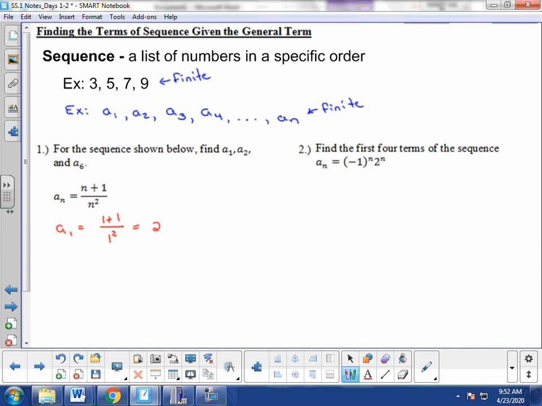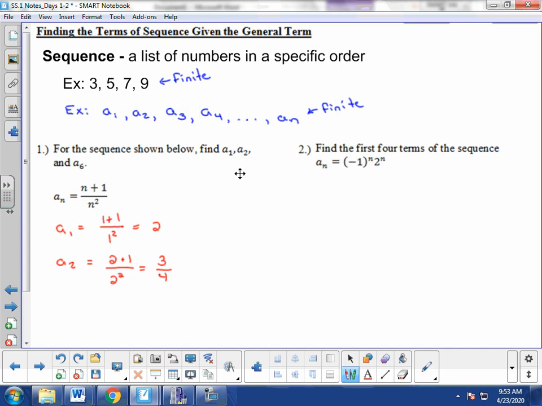If we wanted to find the second term, we would write this as a sub 2, which would be 2 plus 1 over 2 squared. 2 plus 1 is 3. 2 squared is 4. So this would be 3 over 4. And we could continue on with this pattern to find a sub 3, a sub 4, and so forth. It actually wanted us to jump now and find a sub 6, so the sixth term.